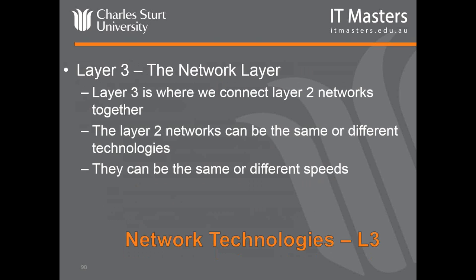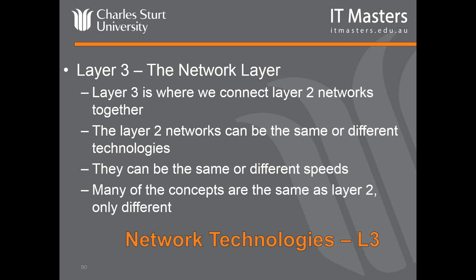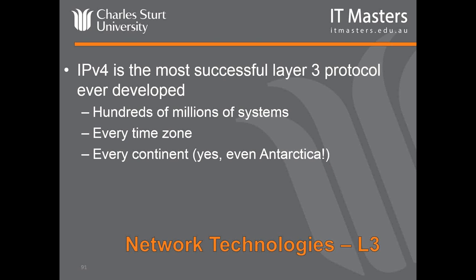So layer three, this is where we connect all those layer two networks together. Layer two networks, same or different technology, so we can have a gateway that connects all different stuff, whether we're talking token ring or 3G, 4G, or wireless, or whatever else, and it can be different speeds. So we can have someone on a modem connected up to someone talking to a really fast fiber 10 gig connection. How they communicate, well, we're not going to flood everyone, we're going to talk at just the speed we can handle. So IPv4 is the most successful layer 3 protocol ever developed.